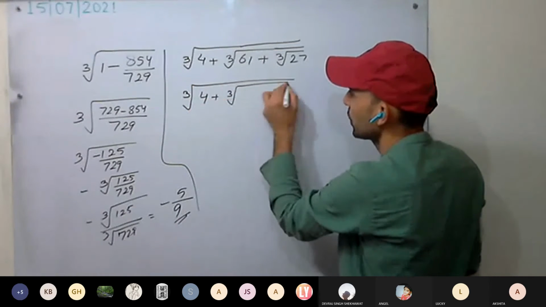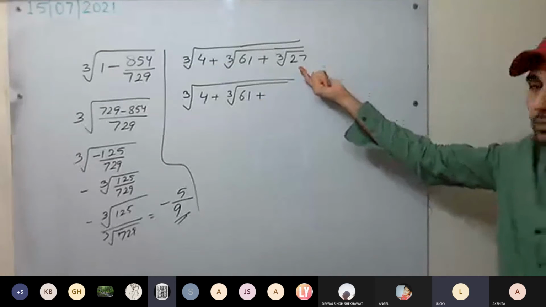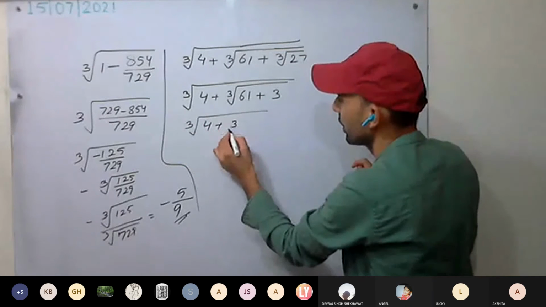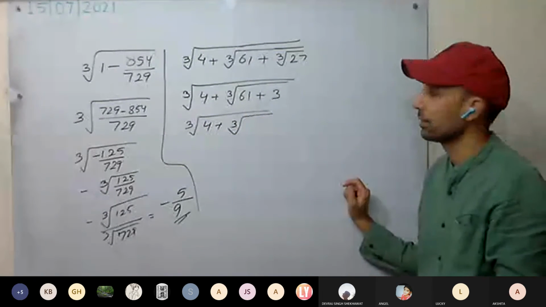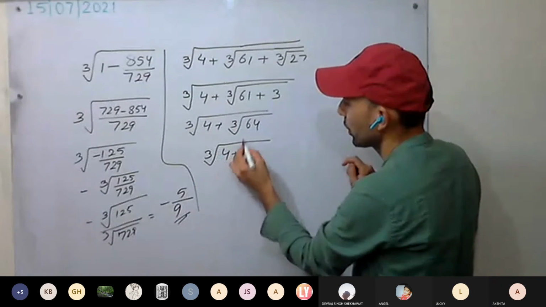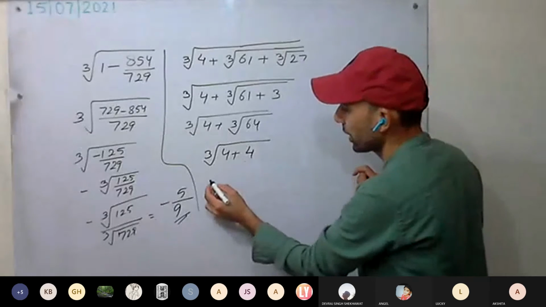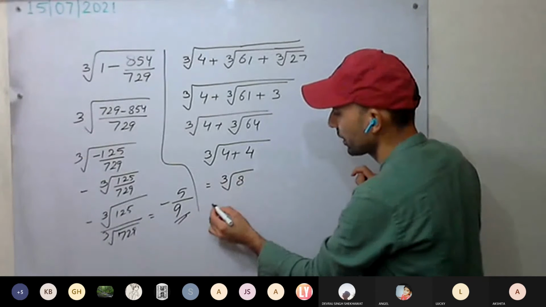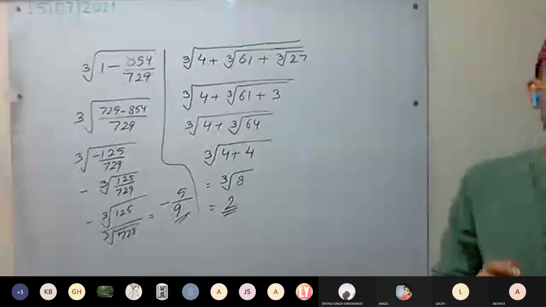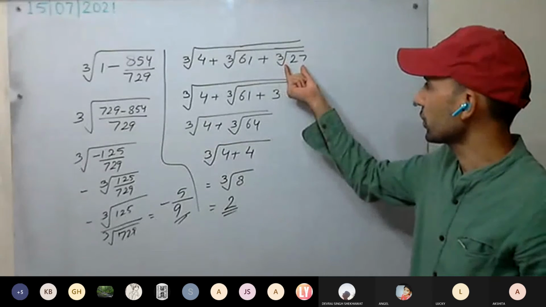4 plus cube root of 61 plus cube root of 27. What is the cube root of 27? 3. Next step will be 4 plus cube root of 61 plus 3, that is cube root of 64. What will be the cube root of 64? 4. This is equal to cube root of 8. What is it? 2. Cube root of 8 is 2.